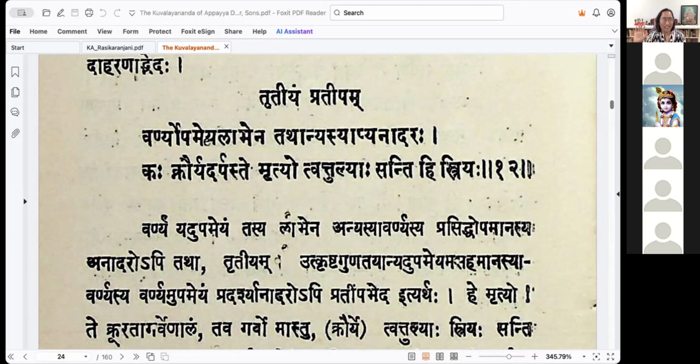We are caught unawares about their attitude or behavior. You don't know how they are going to behave. So, striyaha, women are also equally cruel in their nature. So, this is probably some Nayaka who has been rejected by the Nayika, or he is trying to pacify a woman who is angry. So he is saying, Kaha kraurya darpaha te mrityo tvattulyaha santi striyaha.